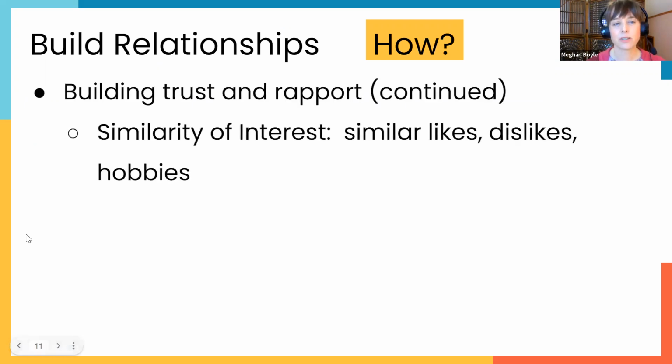Another way we can build trust and rapport is through similarity of interest, which is so great and easy to do in a beginning English class because it's talking about similar likes, dislikes, and hobbies. So we can connect on these things like food, music, sports, crafts, arts, and dance. And we can show these things easily through pictures as well, handy in the beginning levels.